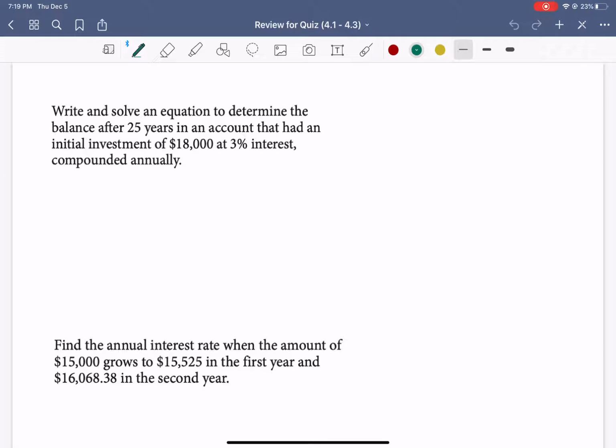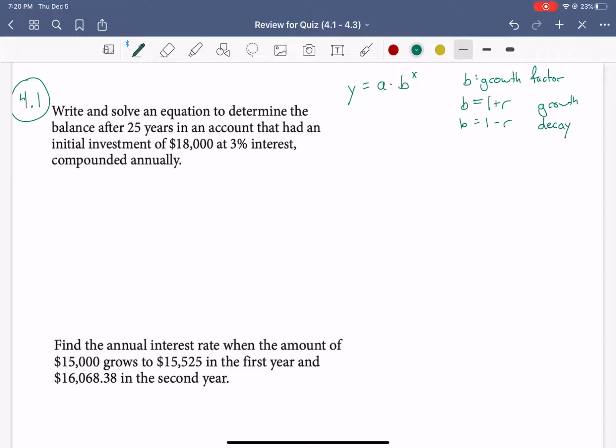So the first one is from 4.1. This is the straightforward simple interest one where we have P equals, not P equals, sorry. Y equals A times B to the power of X, where B is our growth factor. So that's 1 plus R for growth, or 1 minus R for decay. So let's look at this problem.